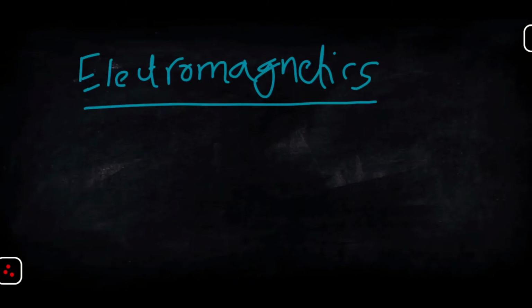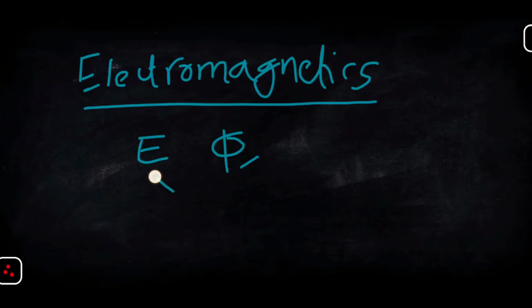Vector analysis is very important for engineering electromagnetics. What is electromagnetics? First we have to know. Electromagnetics is the branch of physics or electrical engineering in which we study the electric field and magnetic field. The electric and magnetic fields are closely related to each other. If there is a magnetic field, there is an electric field. If there is an electric field, there may be a magnetic field also.